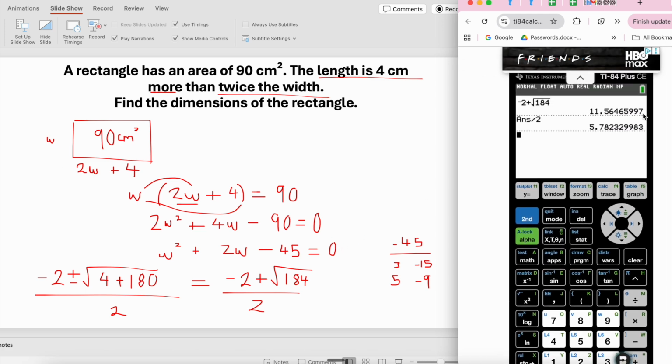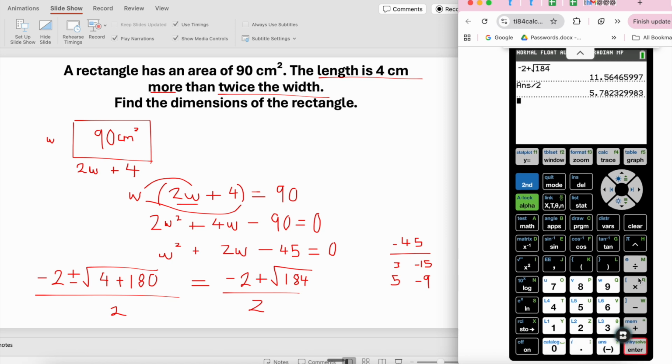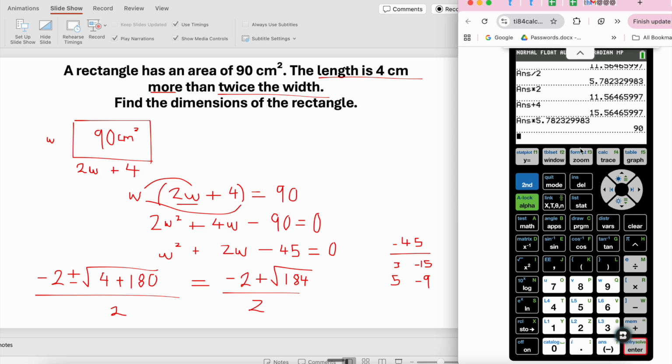So if we take 5.78 and then we multiply that by 2 and we add 4, that should give us the length. And then if we multiply that by the width, which we got as 5.78, but if we write it to a few more decimal places as well, we should get roughly 90 centimetres squared, which we do.